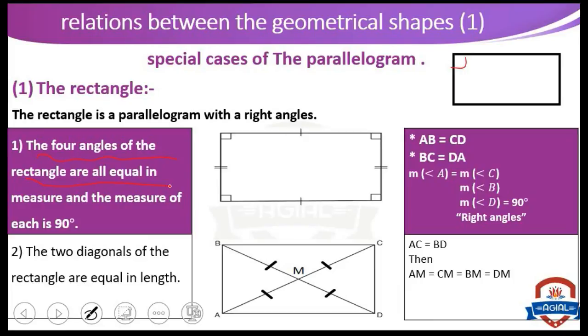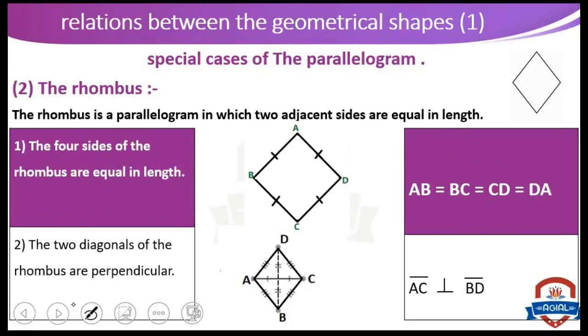So, like the parallelogram, the two diagonals in the rectangle bisect each other, and also in the rectangle the two diagonals are equal in length. So BM equals DM equals CM equals AM.